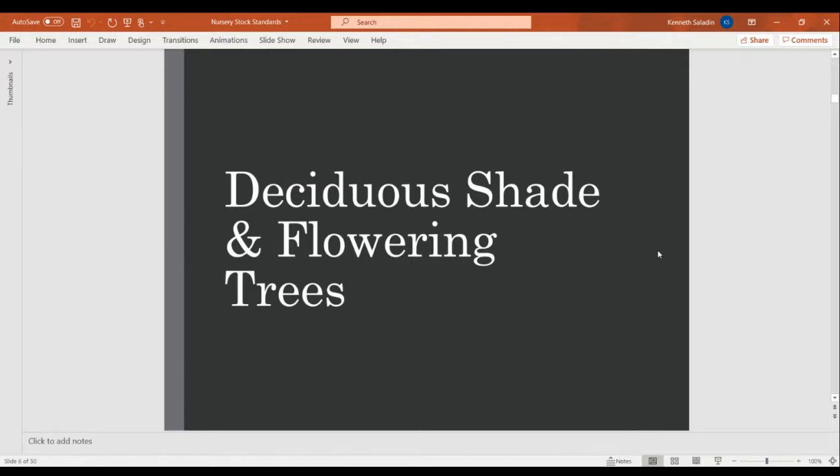Let's begin by taking a look at deciduous, shade, and flowering trees. So if you remember back to our presentation on nursery commodities, this was one nursery commodity. So these are trees. They are either going to be deciduous trees, they're all going to be flowering trees, although some of these flowering trees, like southern magnolia, would have outstanding flowers, and it would be an example of a broadleaf evergreen.